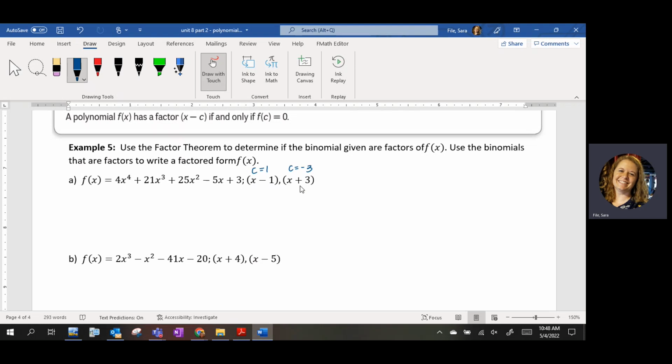That's direct substitution. But we're going to do synthetic substitution because they want a factored form. So we actually need to divide it out and see what the quotient is. They're not just asking for a yes or no answer. Does that make sense? All right.